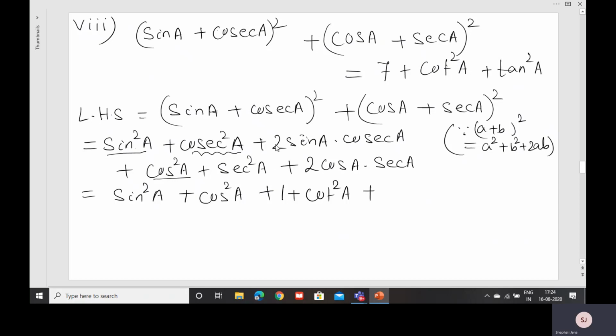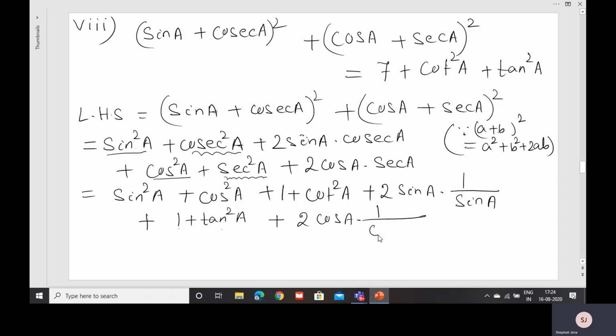Then plus 2 sin A into cosec A. We know that sin A and cosec A are reciprocal to each other, so for cosec A you should write 1 divided by sin A. Then this cos square A we have already written, so this is sec square A. Sec square A we know is 1 plus tan square A. So in place of sec square A we have written 1 plus tan square A, plus 2 cos A into sec A. In place of sec A, we have written 1 divided by cos A.